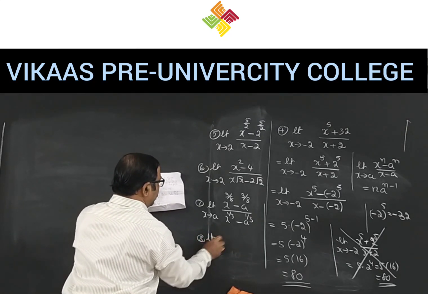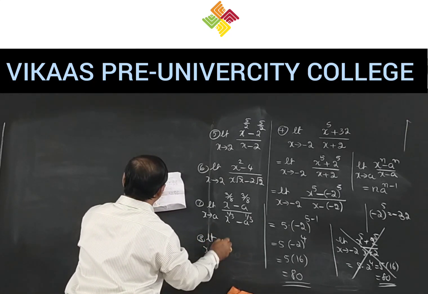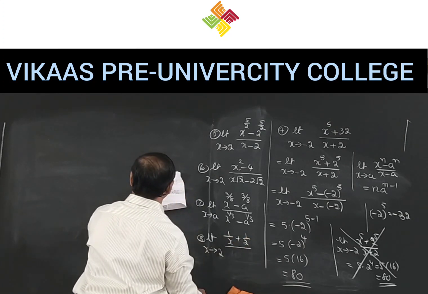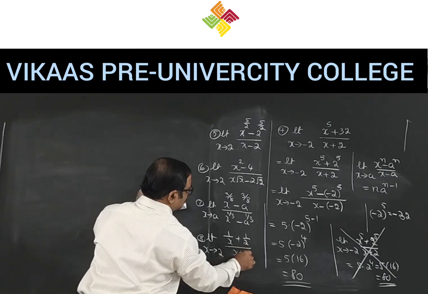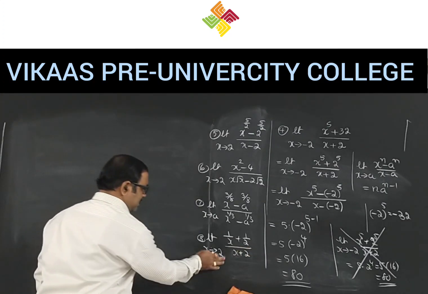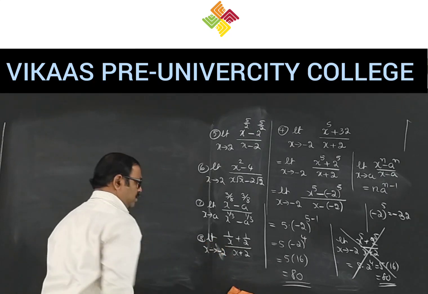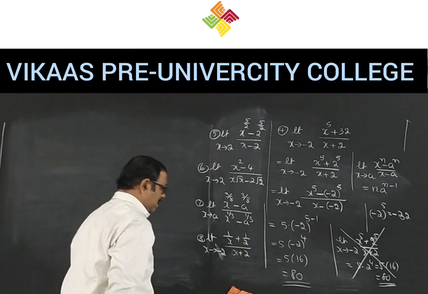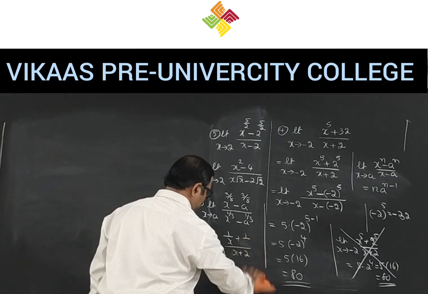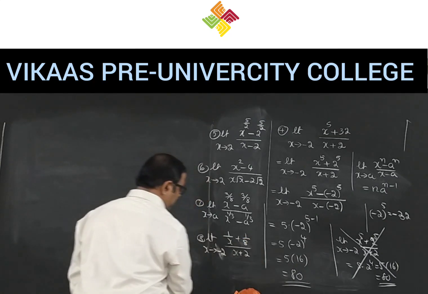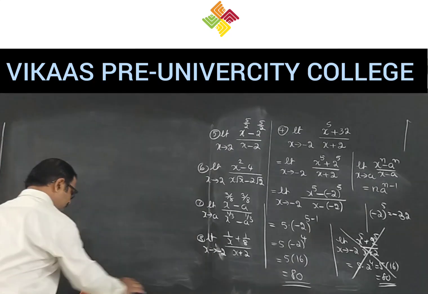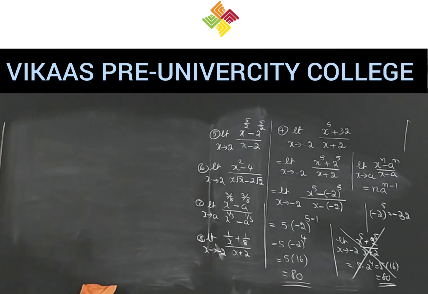Then limit x tending to 2, let us write 1 by x minus 1 by 2, by x minus 2. Okay, 1 by x, this is x minus 2, x minus 2. So 1 by x minus 1 by 2, or this is 1 by 8. So you just complete these problems. Okay, complete the problems yourself. You just apply the given rule.